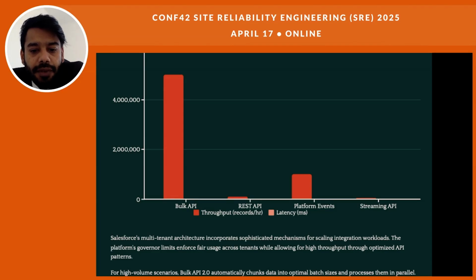Like we discussed, for high volume scenarios, Bulk API is the pattern that we are going to choose. And within the Bulk API, we have an option to choose the batch size. So based on the batch size, the number of records will be processed in batches. And all the batches will be processed in parallel. So that is one of the major advantages.